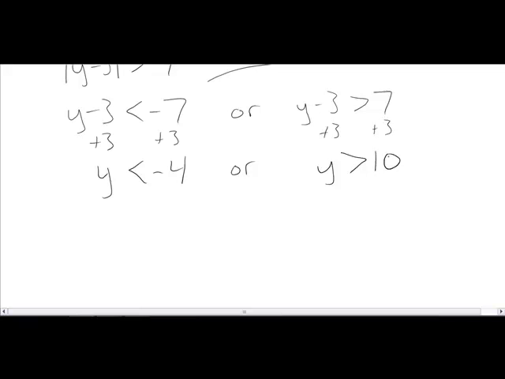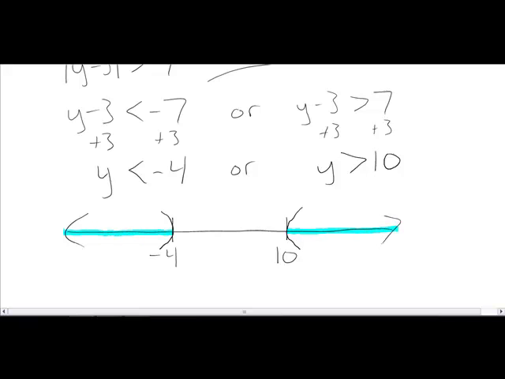So if we look at this on the number line, here's negative 4, here's 10. If I were going to graph this, I would have a parenthesis here, because it can't equal negative 4, and I would be shading everything left of that. And I'd have a parenthesis at 10, and I'd be shading everything right of that. So let me fill that in here. Okay, so there's my solution set. Everything that's outside of that window from negative 4 to 10 is a solution.